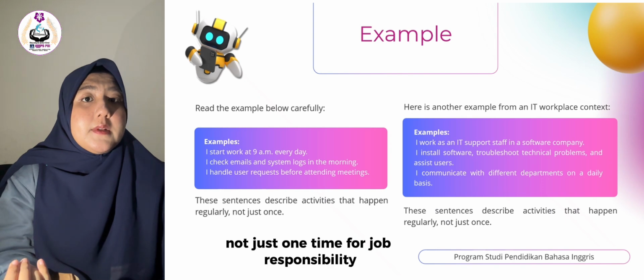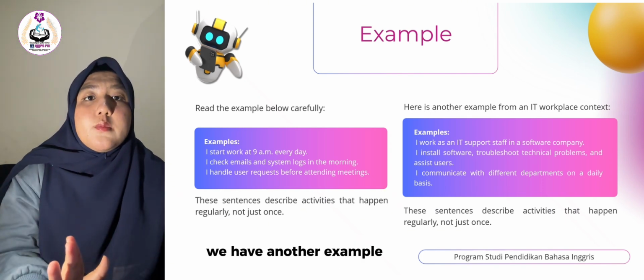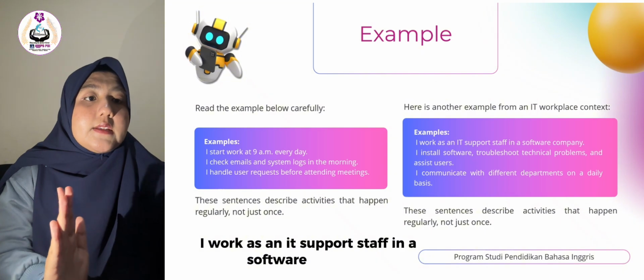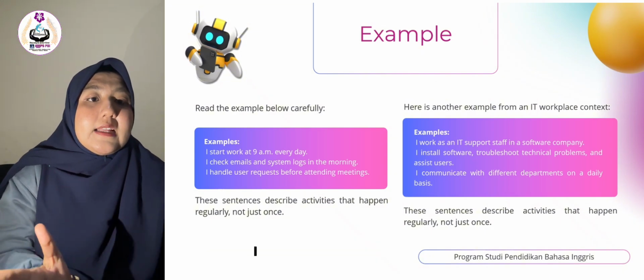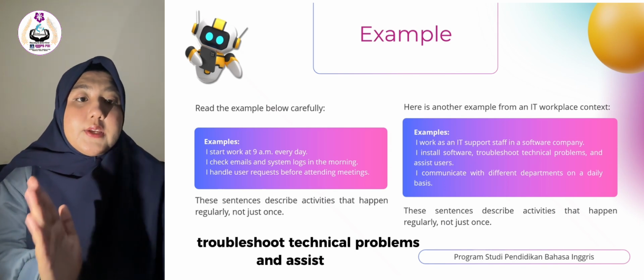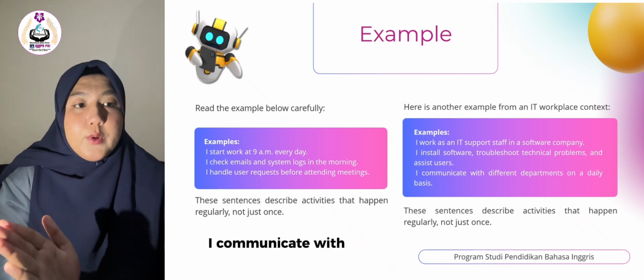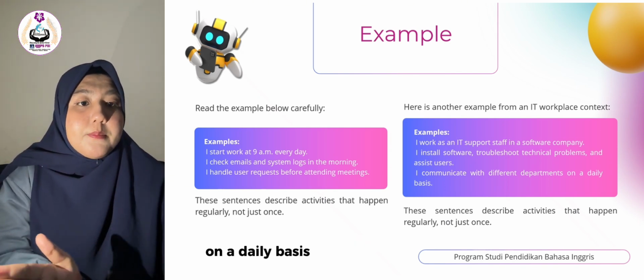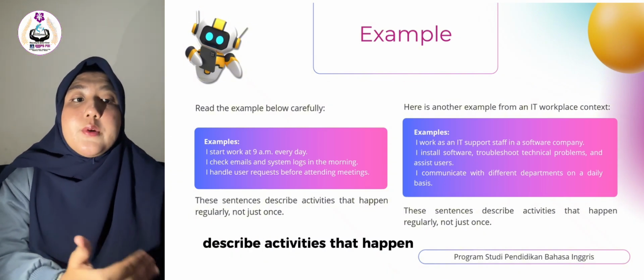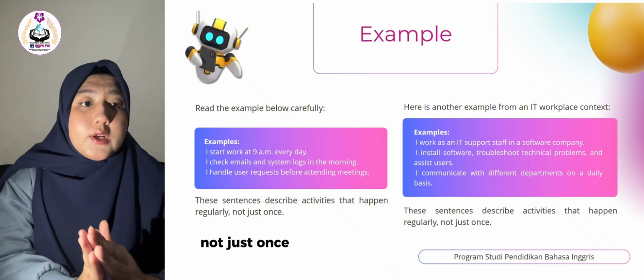For job responsibility, we have another example. First, I work as an IT support staff in a software company. I install software, troubleshoot technical problems, and assist users. I communicate with different departments on a daily basis. The sentences describe activities that happen regularly, not just once.